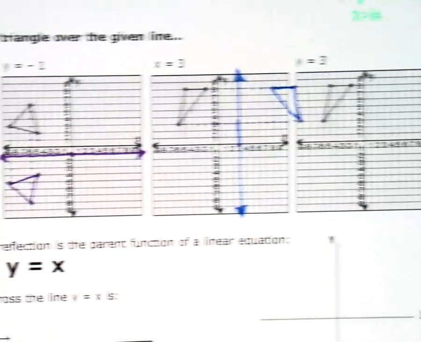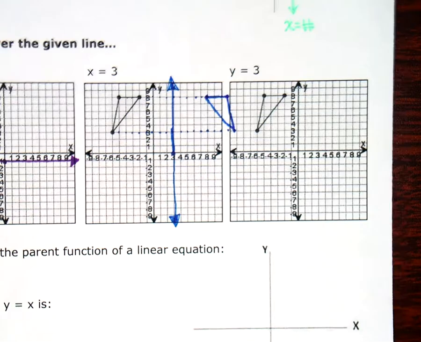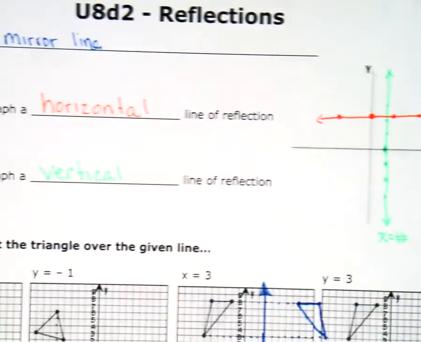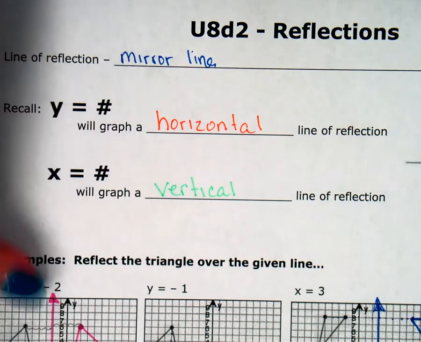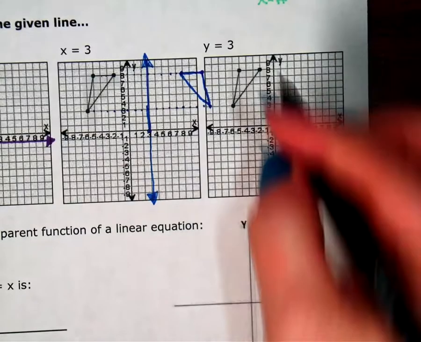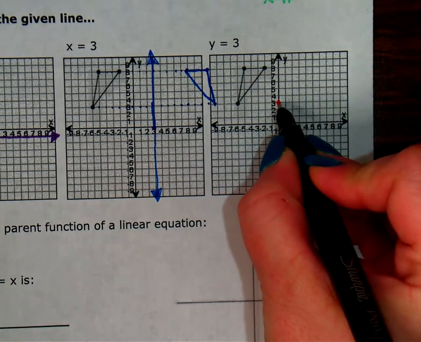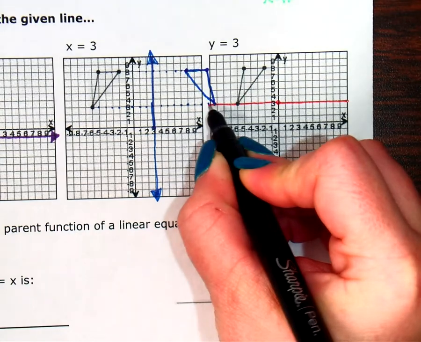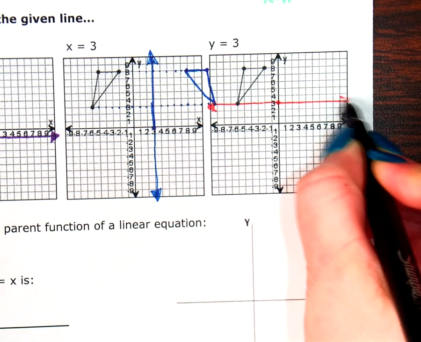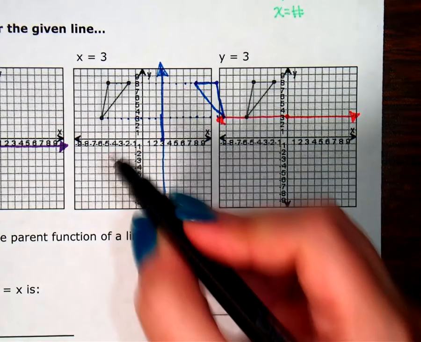All right, the last one, the fourth one, y equals 3. Again, if we forgot, that's why we have notes, and this is on your formula charts. You can always open a formula chart. y equals a number is going to give me a horizontal line. So on my y-axis, y equals 3, and then I want a horizontal line right here and right here. There's my line of reflection.